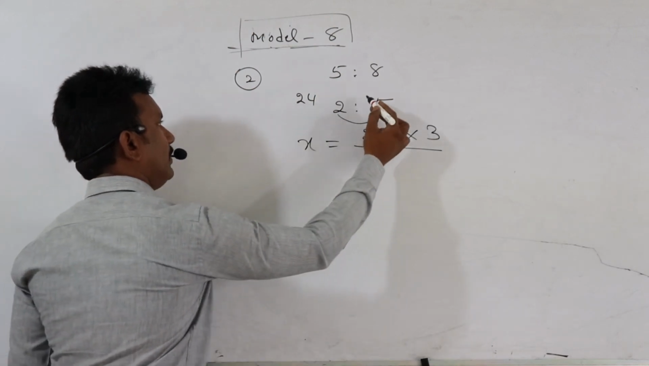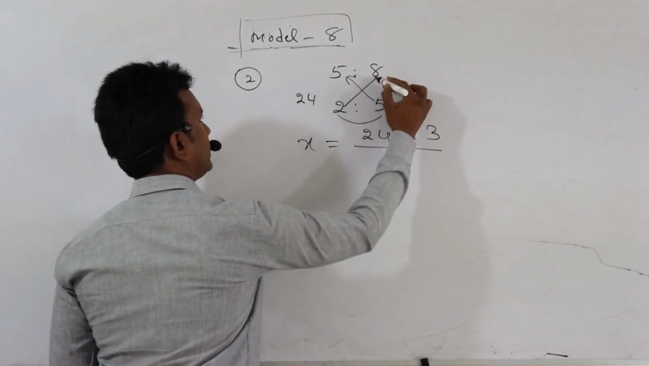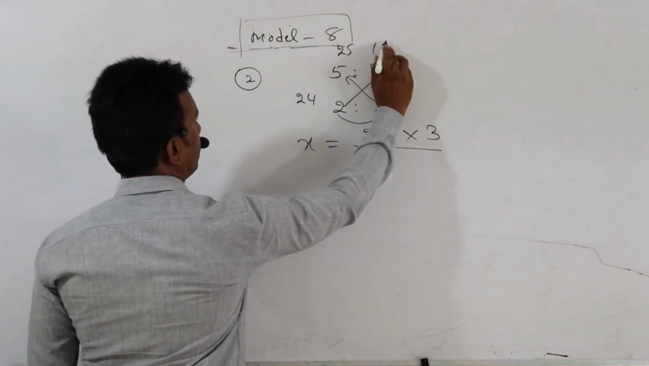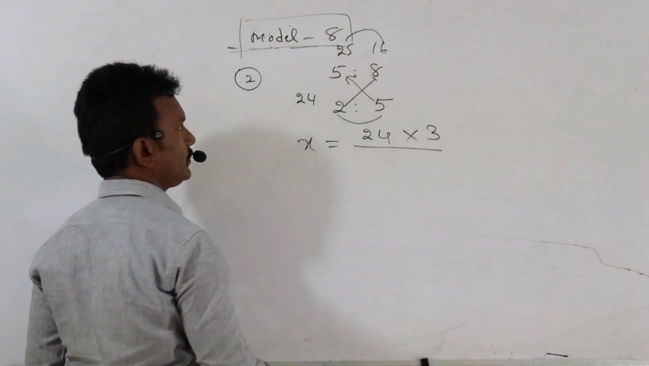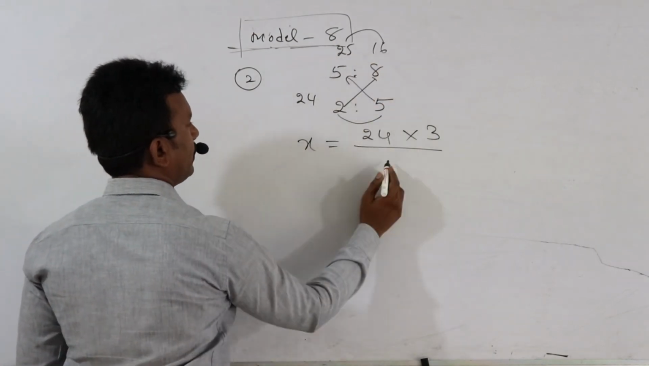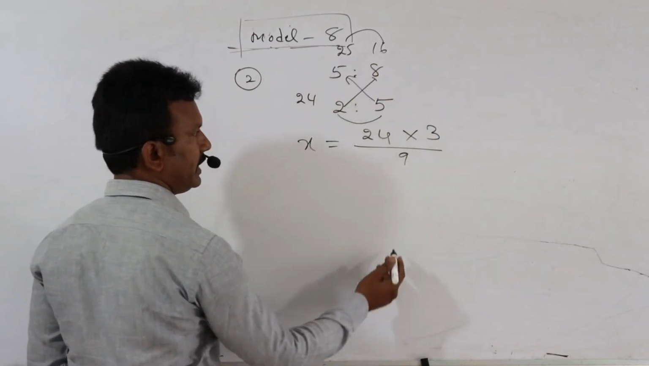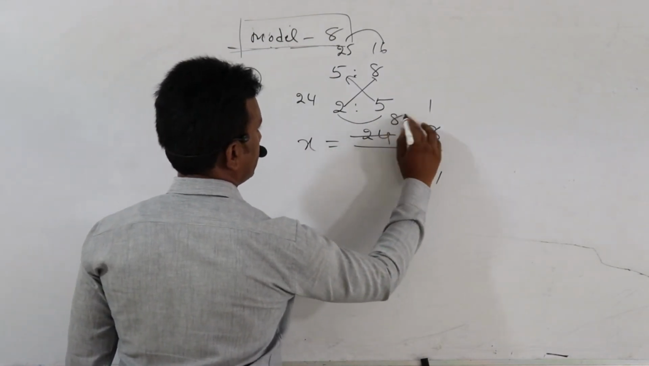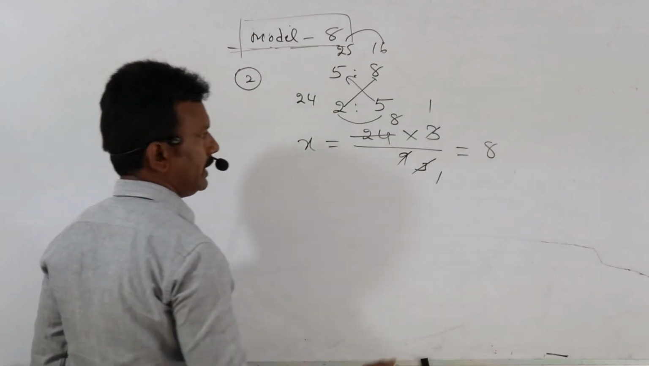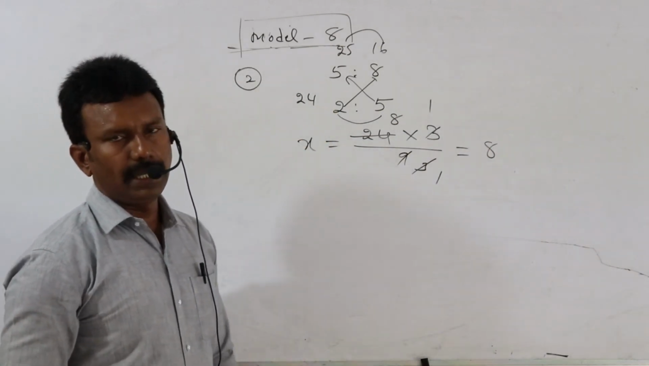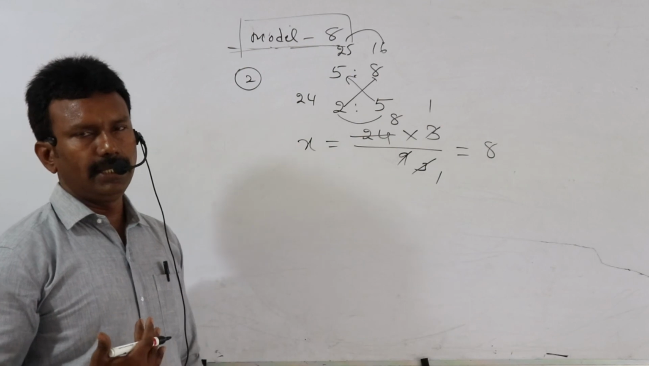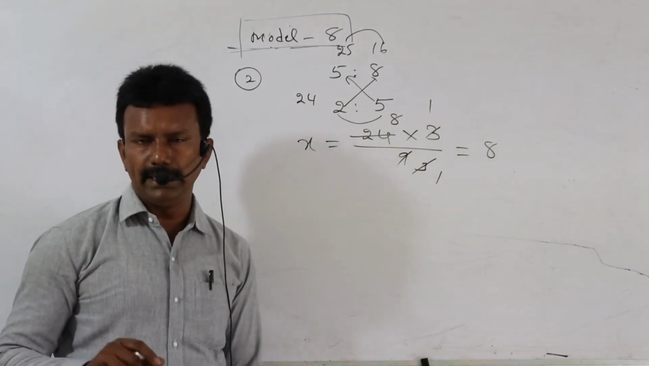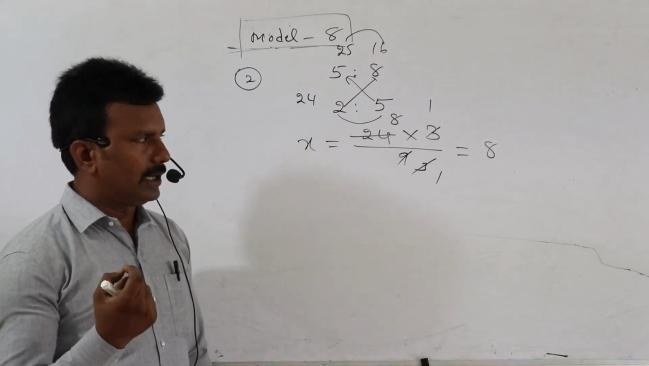In the denominator, we follow the cross multiplication difference, that is 5 5s are 25, 8 2s are 16. So what is the difference here? 25 and 16. So 9 is the difference. So 3 ones, 3 eights. So one part of the ratio x is 8.